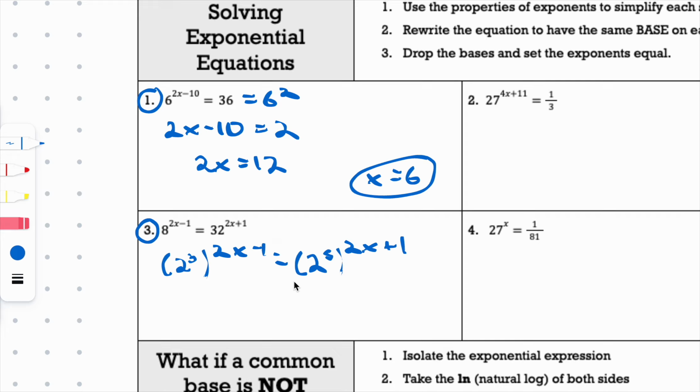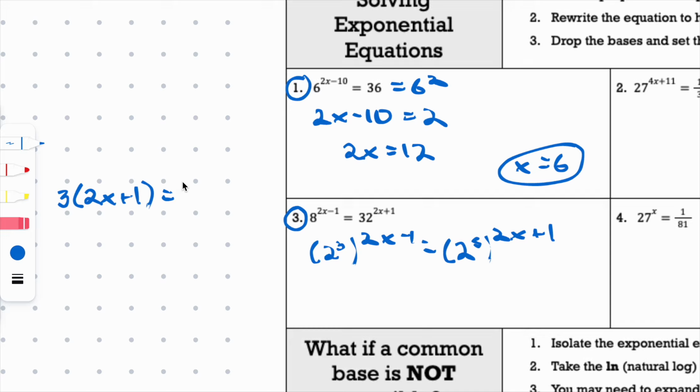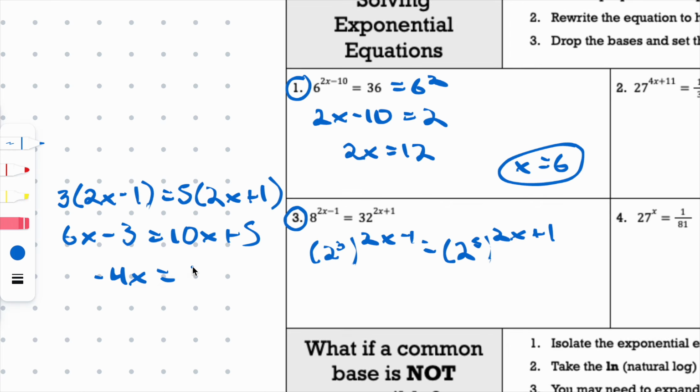So essentially, we get an equation that looks like this, where we have 3 times 2x minus 1 equals 5 times 2x plus 1. That's my bad, sorry about that. Then we just want to distribute this 3 to get 6x minus 3, and distribute that 5 to get 10x plus 5. Then we'd subtract 10x from both sides to get negative 4x, add 3 to both sides to get 8, and then divide by negative 4 and end up getting x equals negative 2.